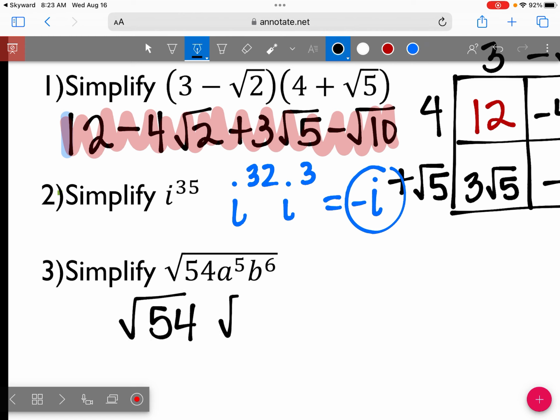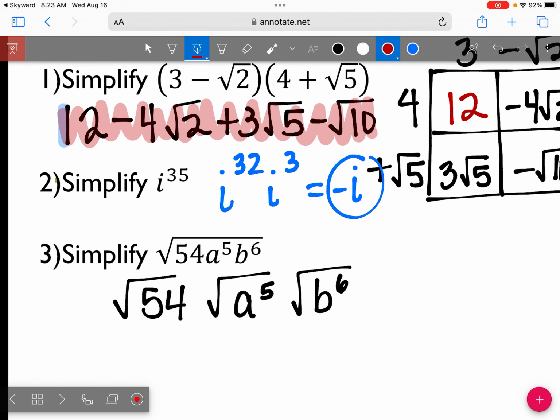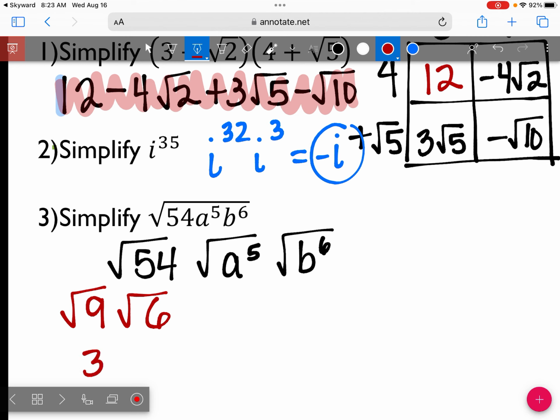I'm going to break it apart. So what's the perfect square that goes into 54? So 9 times 6, would you agree that 9 times 6 is 54? Yes. And is 9 a perfect square? Yeah. So I'm going to break that apart to 9 times 6, which is going to make that 3 root 6.